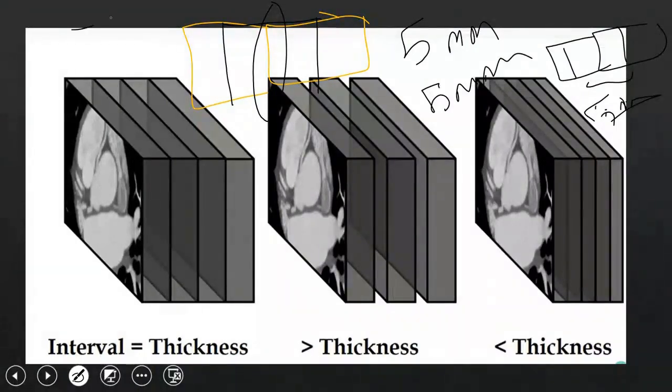If I set my interval to 0.5 millimeter, and I say this slice is 1 millimeter, and the next slice is also 1 millimeter, will there be overlap or not? In this case, there will be overlap between the slices. If I say from this half to that half, then in this case, I will have 0.5 millimeter of overlapping.